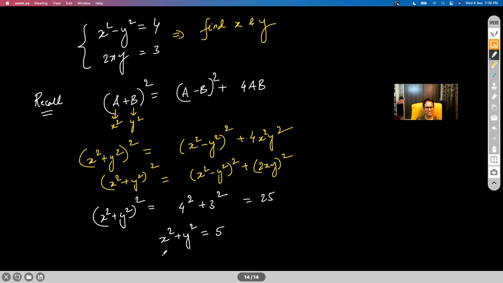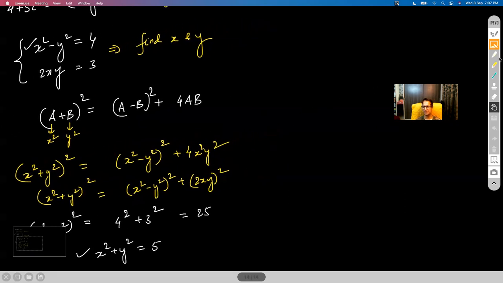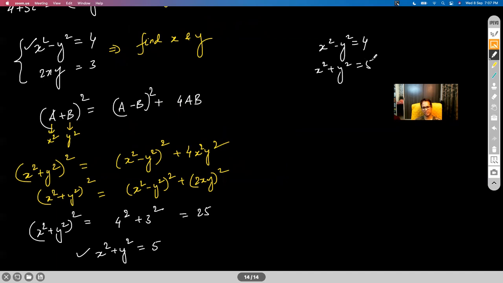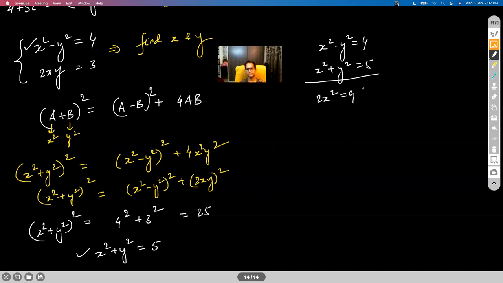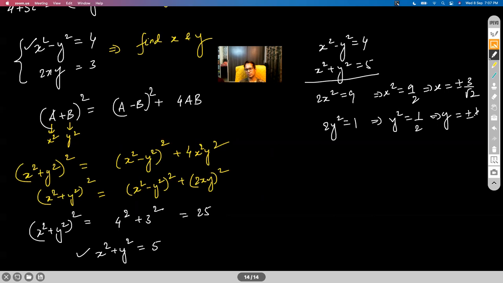Okay. Now, having got this, your life is pretty easy because of these two equations. So I'll just write it down on the side. Using these equations, that is x² − y² = 4 and x² + y² = 5, let's solve for x and y. Add them. So x becomes plus minus 3 by root 2. Okay. Subtract them. So y becomes plus minus 1 by root 2.